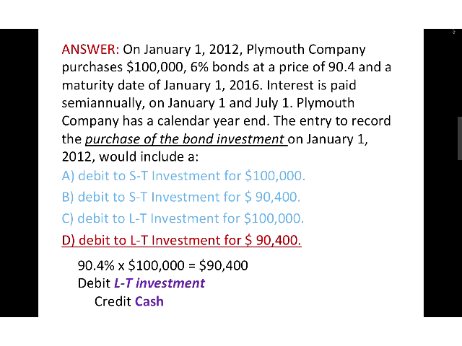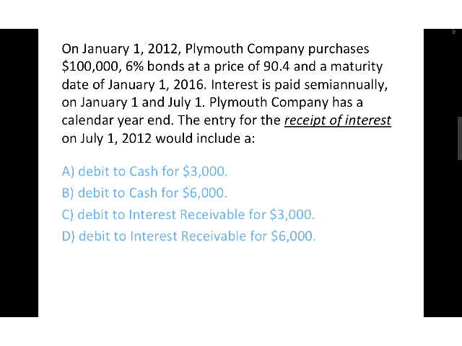We have one more question that builds on the same fact set. So the only thing changing in the next question that I'm putting up is the last sentence. So same bonds that were purchased, and now the question is asking, what journal entry do we make when we receive interest? So we have the purchase of the bond, we receive interest on it. Bonds pay interest. So when we receive that interest, what would we do?